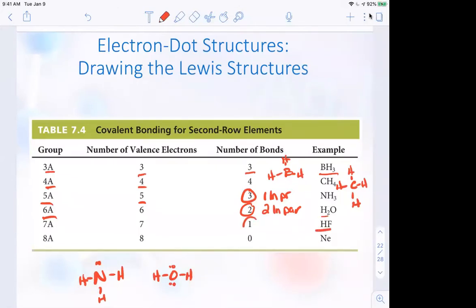HF, right? I form 1 bond, but fluorine still has 3 lone pairs. Neon doesn't form any bonds, so that's just the atom that has those 8 valence electrons, and it doesn't form a bond because it already has an octet. These are the things that you have to consider when you put these structures together.